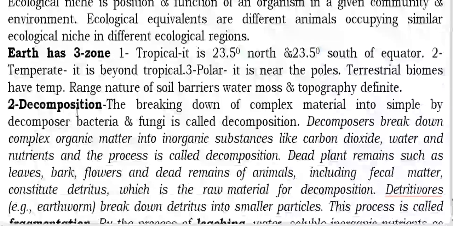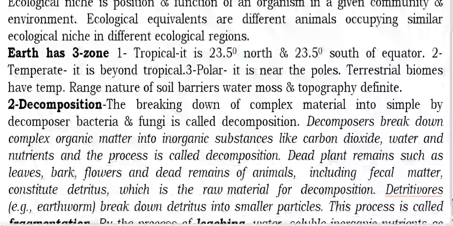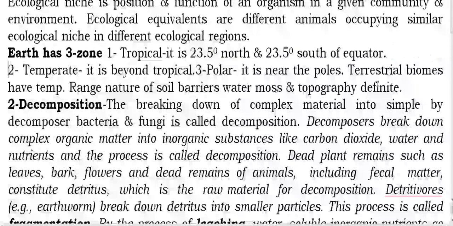Earth has three zones: the tropical zone, which is 23.5 degrees north to 23.5 degrees south of the equator. Second is the temperate zone, which is beyond the tropical, and third is the polar zone, which is very far or near the pole. It is a very cold zone, the polar zone is very cold.